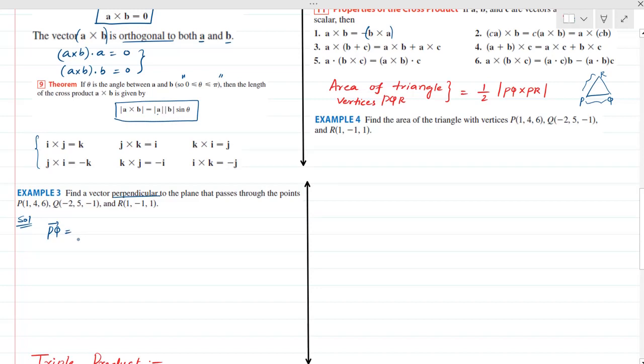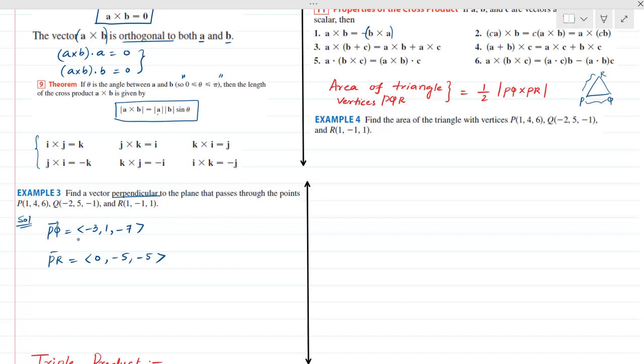So what is PQ? PQ is a vector, so I will subtract the coordinates to make a vector: -2 minus -3 is 1, 5 minus 4 is 1, then -1 minus 6 is -7. So this is the PQ vector. And similarly the PR vector. What is the PR vector? Subtract P from R. So 1 minus 1 is 0, then -1 minus 4 is -5, 1 minus 6 is again -5. So this is the PR vector.